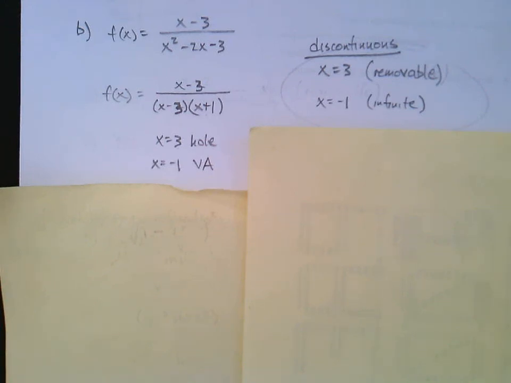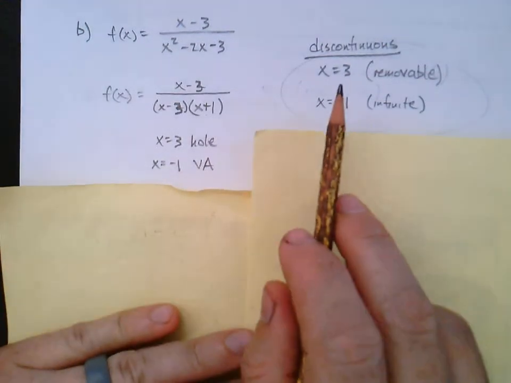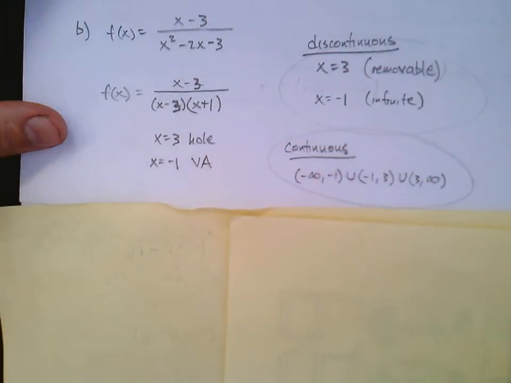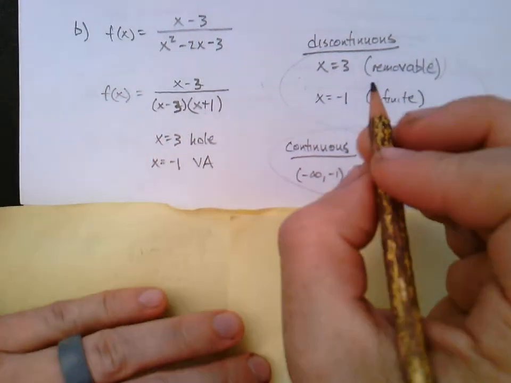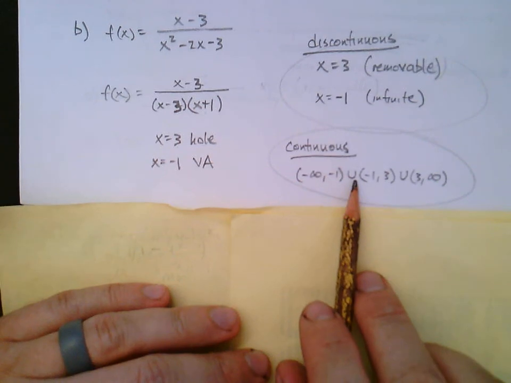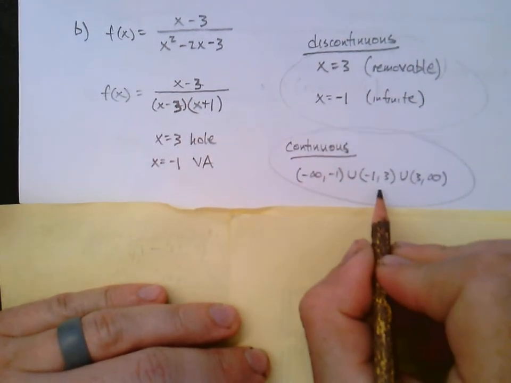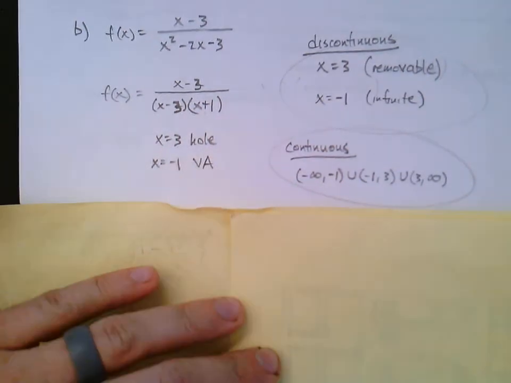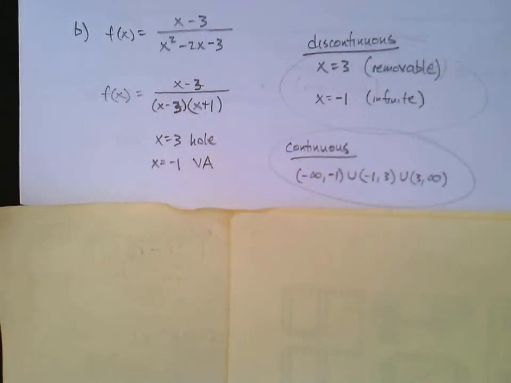Okay. Now, once we know where it's discontinuous, not too hard to state the intervals where it is continuous. We just give the interval notation with those two points removed. And there it is. Again, we've got these two locations, kind of like the last one. Negative infinity to -1, union, -1 to 3, union 3 to infinity. At every one of those points, it's going to be continuous. It's going to be nothing unusual happening anywhere else, just at 3 and -1.